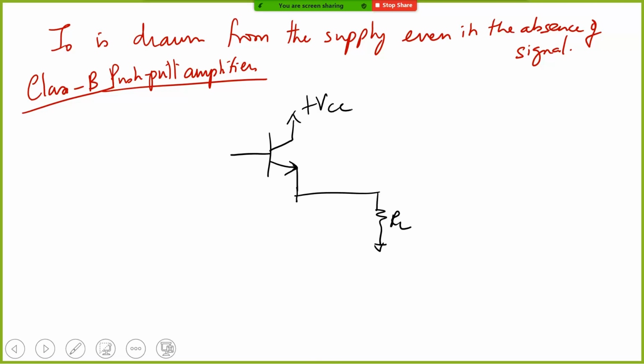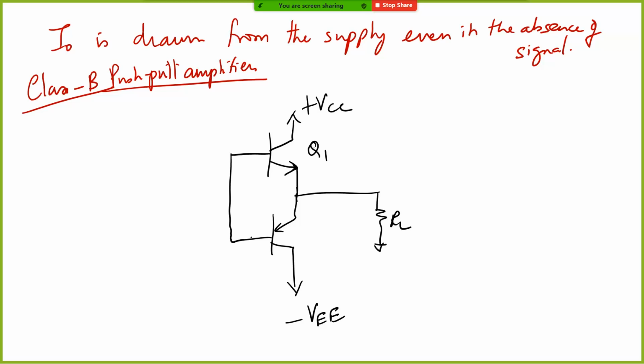My input is given to this transistor Q1, which is an NPN transistor, and this transistor will conduct only in the positive half cycle. Now to take care of the negative half cycle, I am going to put another complementary transistor, which is a PNP. This is minus VEE, and this Q2 will take care of my negative half cycle.